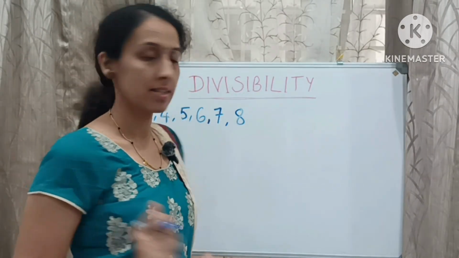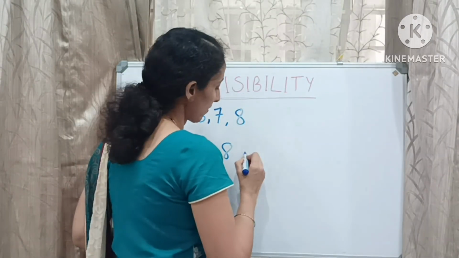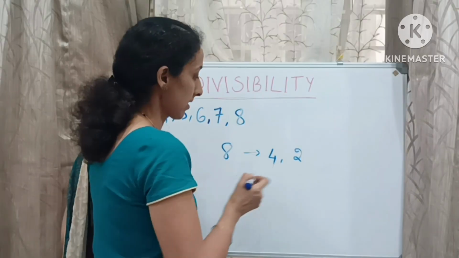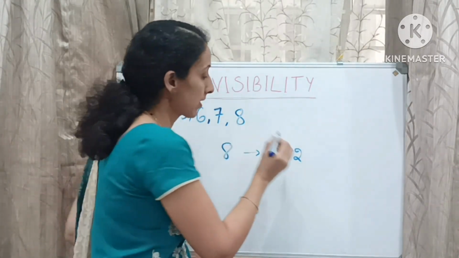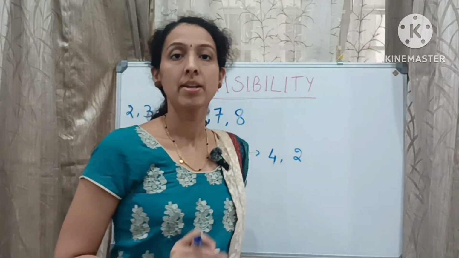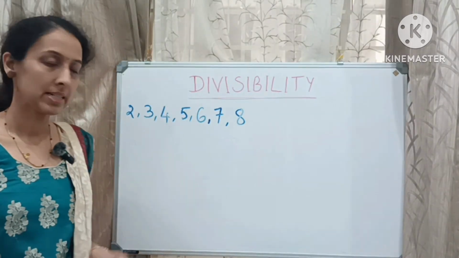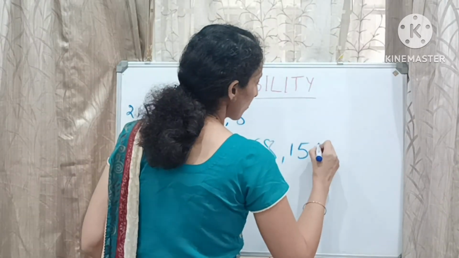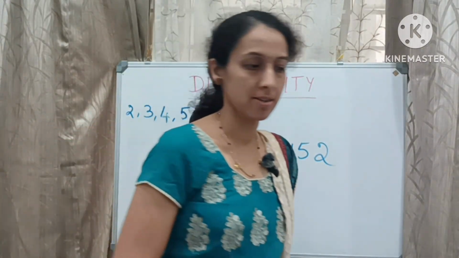So again the same thing, 8 is a multiple of 4 and 2. That is why the number divisible by 8 is also divisible by 4 and also divisible by 2. That means the number has to be even to be divisible by 8. Now let's take a number 68,152 and see if this is divisible by 8.